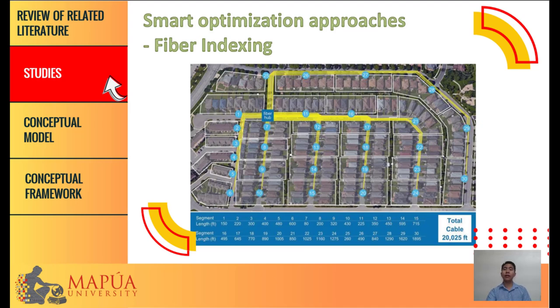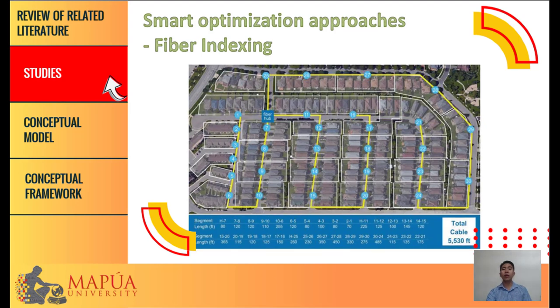One notable previous study on optimizing fiber optic network design is CommScope's fiber indexing approach, which simplifies a typical 240-home distribution setup by replacing the traditional 20,000-foot star topology cable layout, where each terminal, the blue circles, serves 8 homes, with a more efficient design. With fiber indexing, the total cable usage is significantly reduced. This technique utilizes a linear daisy chain topology, where terminals serve multiple functions. As a result, the total cable length decreases to 5,500 feet.